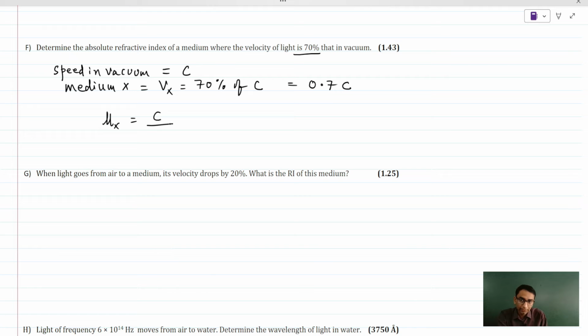Correct. Now the refractive index of the medium X is equal to the speed of light in vacuum or the air divided by the speed of light in the medium. So C getting cancelled, this is 10 upon 7. So the answer is 1.43.